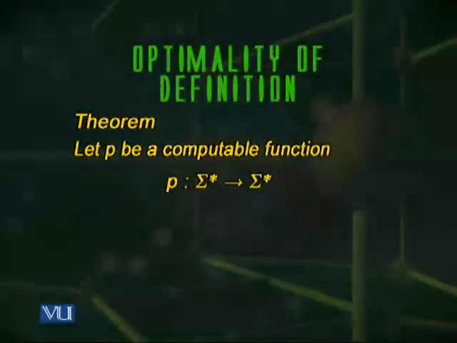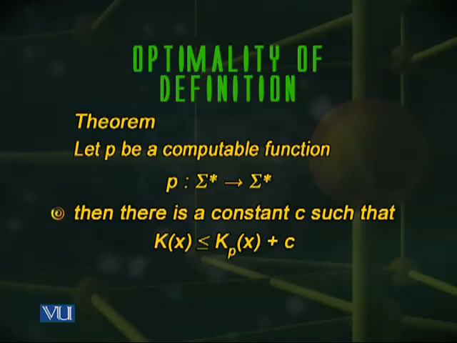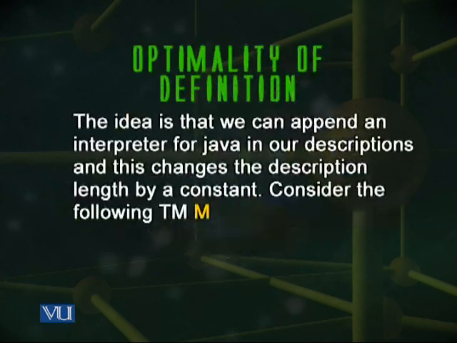What is the relationship between the descriptive complexity with respect to a given computable function P and the way we have defined it? What we will do is we'll prove the following theorem: given any computable function, there is a universal constant c, which depends on the function, such that the descriptive complexity of x is less than or equal to the descriptive complexity of x relative to P plus the constant c. The basic idea is that we can append an interpreter of Java in our description, and this changes the description length by a constant only.